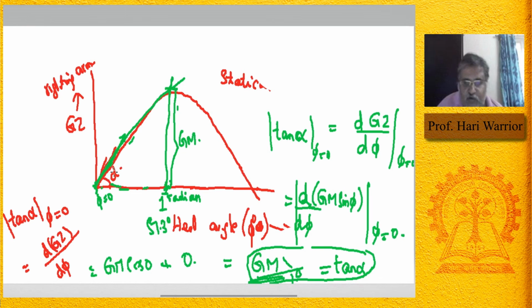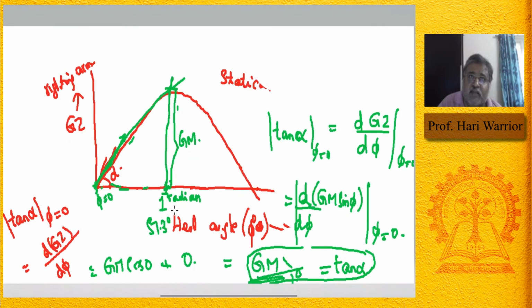See, we have got that tan alpha at phi equal to 0. That is important. Tan alpha is the slope of the curve at phi equal to 0 at the origin. Tan alpha is usually dy by dx, the y coordinate divided by the x coordinate, meaning the opposite divided by the adjacent. That is how you get the tangent of alpha. So if you put the opposite as GM and the adjoining distance as 1 radian, this tan alpha will become GM divided by 1 radian, which is equal to GM.